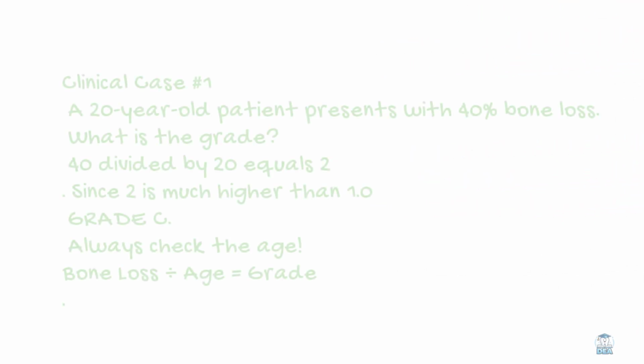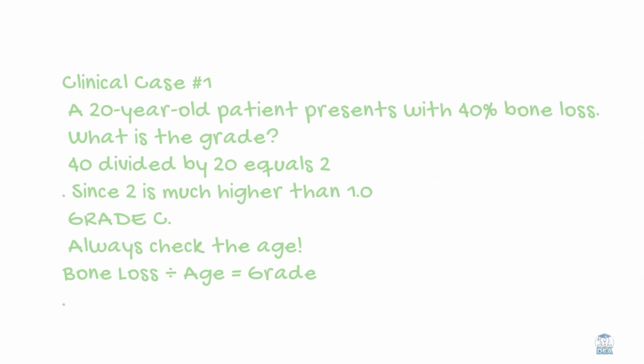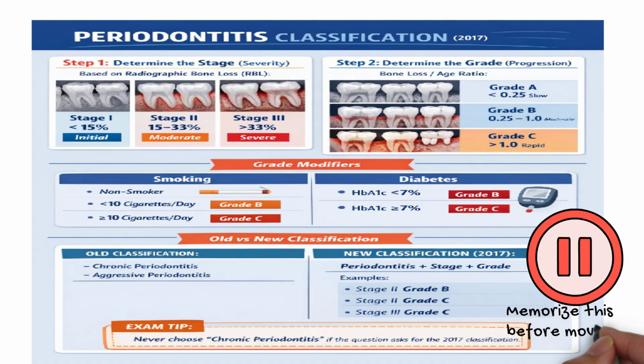Clinical case 1. A 20-year-old patient presents with 40% bone loss. What is the grade? Do the math. 40 divided by 20 equals 2. Since 2 is much higher than 1.0, this fire is an inferno. Grade C. Exam Pearl. Always check the age. Bone loss divided by age equals grade.